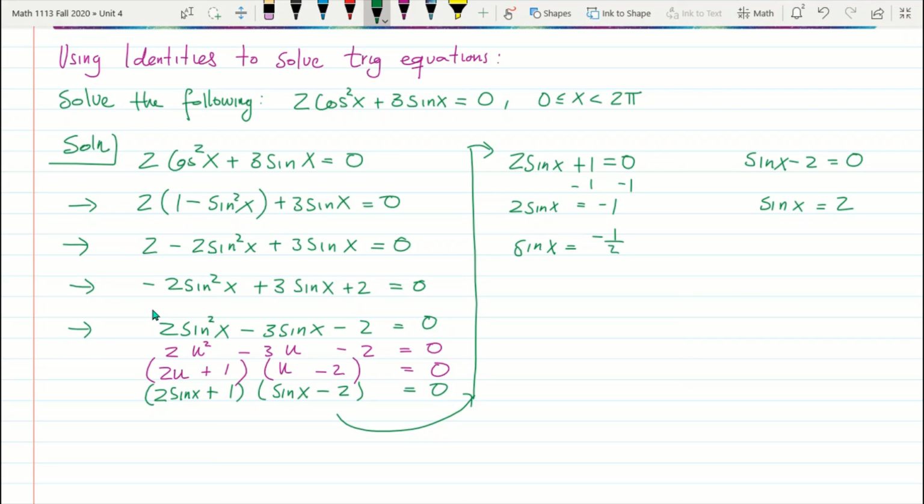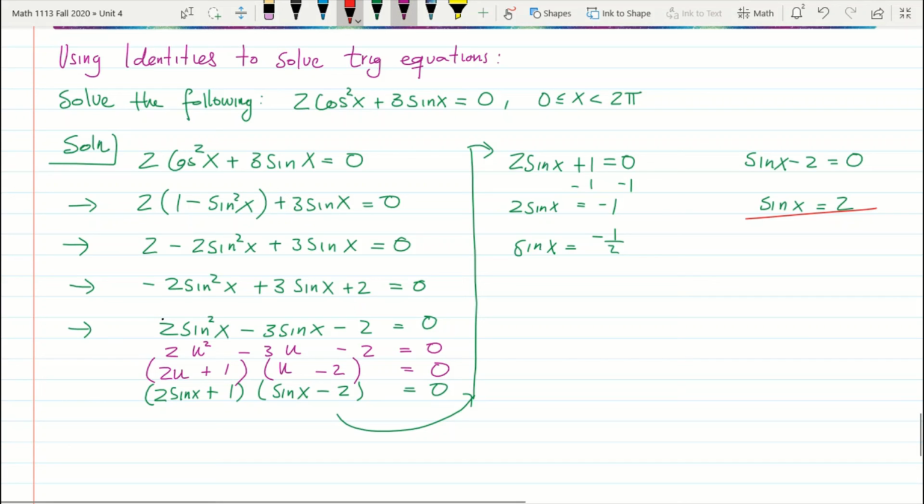So I think we've been in that situation before. This equation on the right side does not have a solution because there is no value of x that you could plug in that gives you 2 as an output. We already talked about that. The minimum and maximum output that you can get is between negative 1 and 1, at least for sine of x.